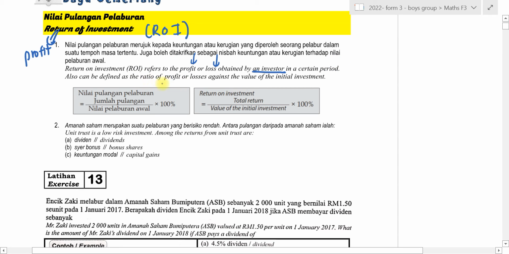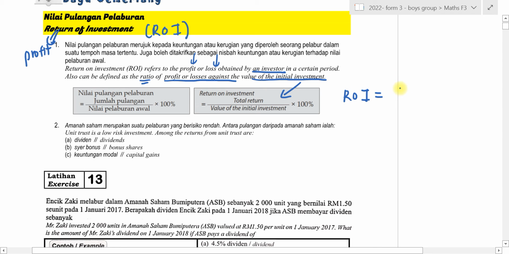Profit or loss obtained by an investor in a certain period can also be defined as a ratio. Ratio means bahagi lah. Profit or loss against the value of initial investment. This is the formula, what you call the general formula of ROI. We normally will write ROI.